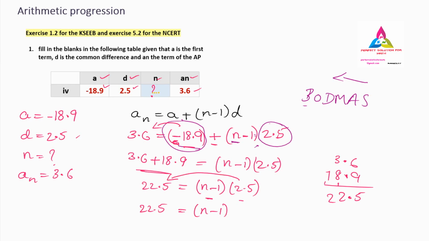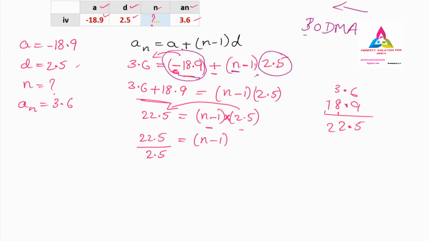Here in between, whether we have plus, minus, into, or division, in between we have into. So when we shift, it will become division. So here we have 22.5 divided by 2.5 equals n minus 1. Some of you will find difficulty, because here we have a decimal value, so while dividing it will be difficult.